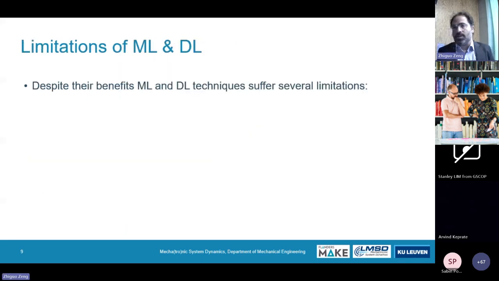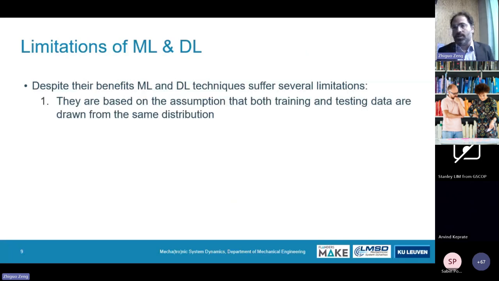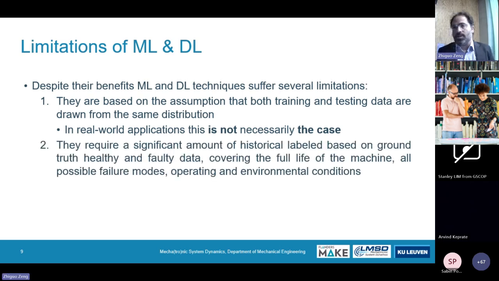So despite the benefit of machine learning and deep learning, we have specific limitations. First of all, we are based on the assumption that both training and testing data are drawn from the same distribution, which in a real case scenario is not necessarily the case. And also they require a significant amount of historical data with ground truth, so labeled data, which cover the full life of the machine, all the possible failures, all the different operating environmental conditions.